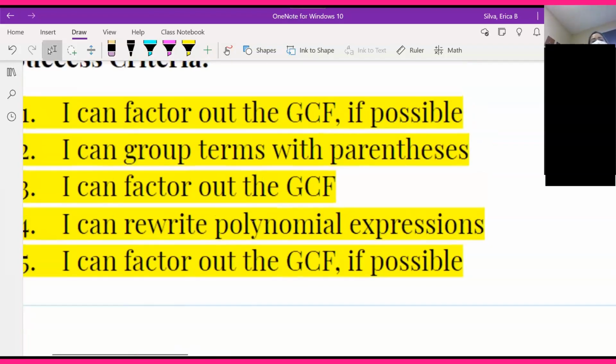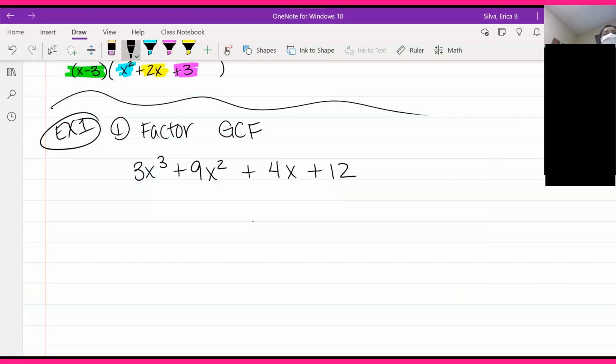Our success criteria says we're going to factor out the GCF if possible first. So before we do anything, we're going to ask, do 3, 9, 4, or 12 have a GCF? No, not even the x's, right? So in that case, my step number 2 is going to be group terms with parentheses.